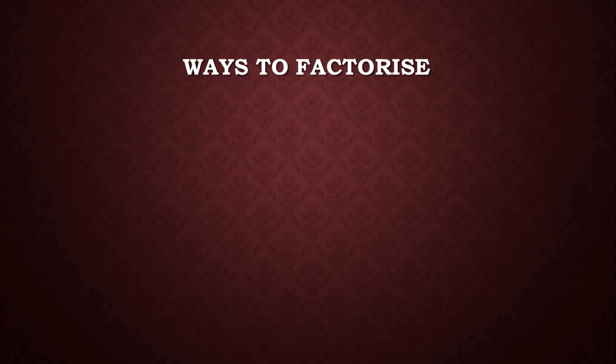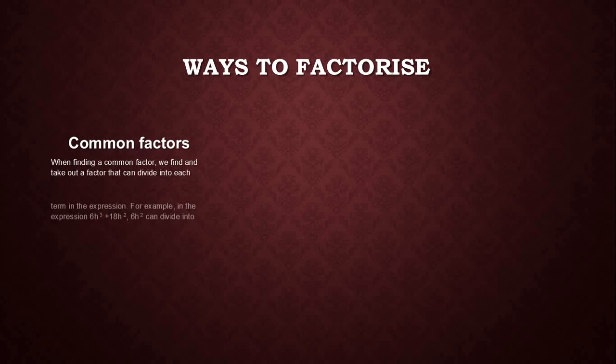Moving on, we are going to look at the ways to factorize. Think about the ways that you already know on how to factorize. We're going to work on those very same ways. The first way we're going to learn about is the common factors. One of the ways to factorize is called a common factor. We find and take out a common factor that can divide into each term in the expression.